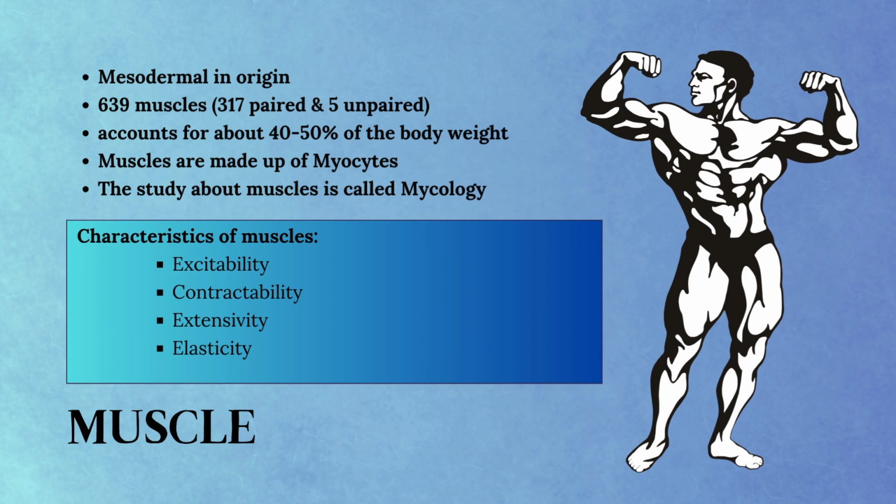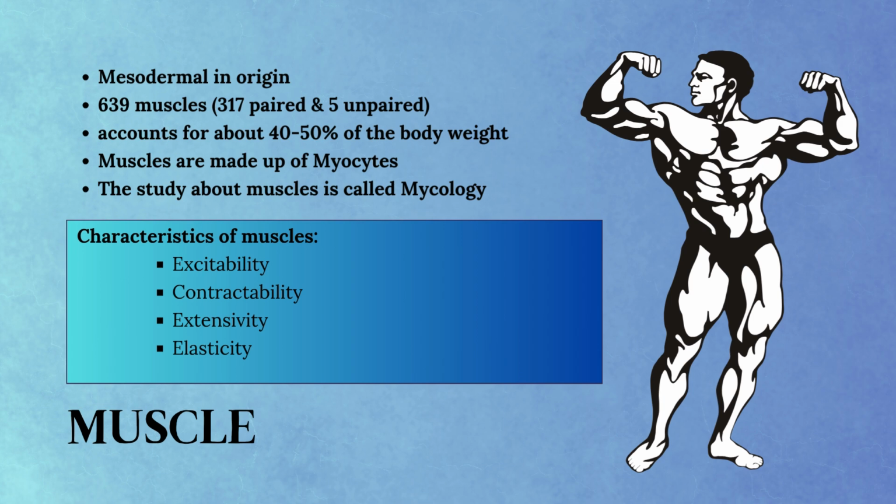Let's see muscles in detail. Muscles are mesodermal in origin. The human body is made up of 639 muscles, of which 317 are paired and 5 unpaired. It accounts for about 40 to 50% of the body weight. Muscles are made up of cells called myocytes. The study about muscles is called myology.